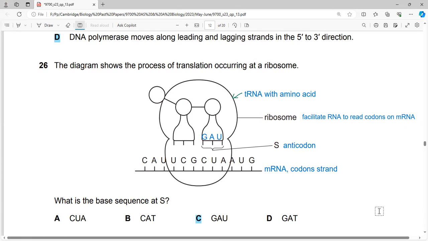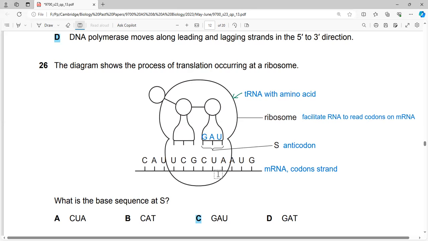The diagram shows the process of translation occurring at ribosomes. So this is happening in the cytoplasm of the cell when translation has taken place. So messenger RNA with a codon sequence comes from the DNA in the nucleus. What about the ribosomal RNA? It will bind with the messenger RNA and help to read the transfer RNA. Why? Because the ribosomal RNA exposes the codon sequence on the surface of the messenger RNA.